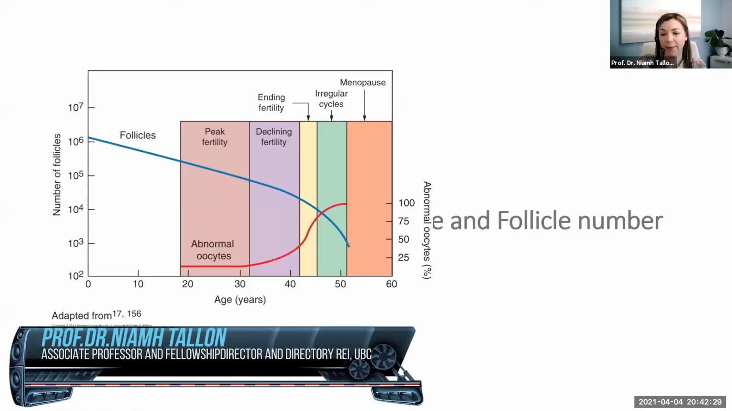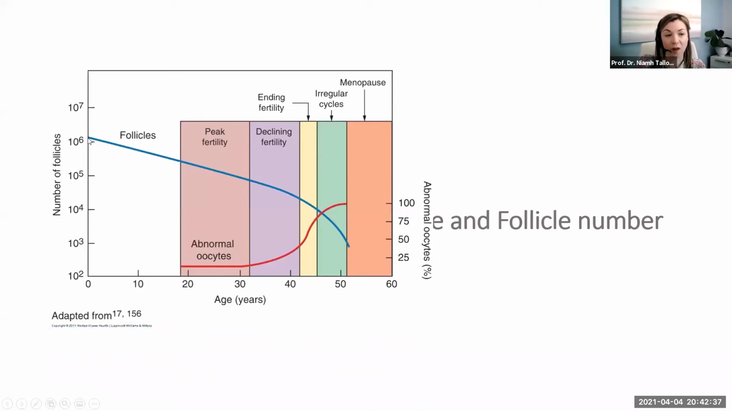Now, this just says age and follicle number. We're looking at this graph that I'm sure all of you have seen many times over, which just again shows the number of follicles peaks at birth and declines steadily over our reproductive lives. And again, the number of abnormal oocytes increases, and significantly so over the age of 35 or 38, and dramatically over the age of 40.